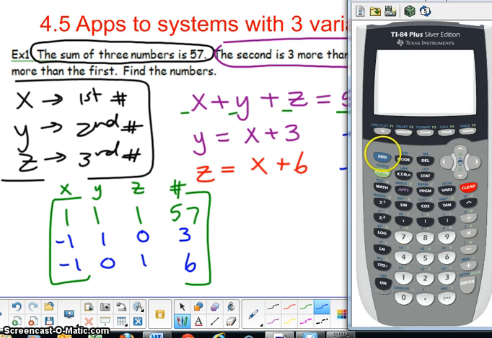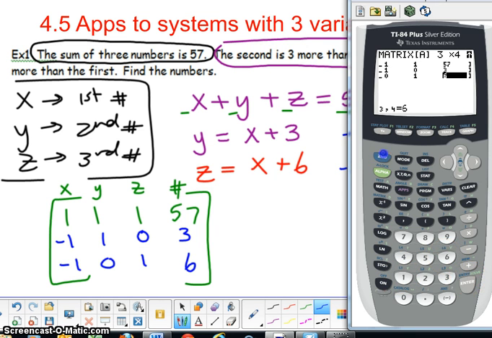Okay, so let's practice the steps. First you're going to go to second, matrix, and then go to edit. It's still a 3 by 4, so we're going to keep that matrix A, push enter, and put our numbers in right over the top. I'm going to push 1, enter, 1, enter, 1, enter, and then the last one is 57. And on the second row, we have negative 1, 1, 0, and 3. And on the last row, we have negative 1, 0, 1, and 6.